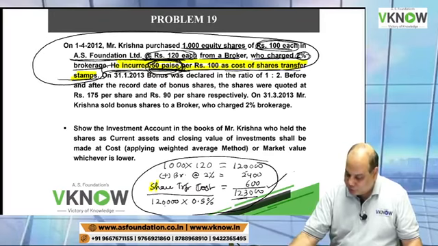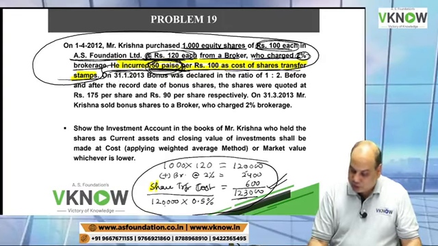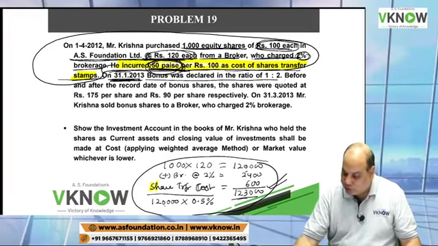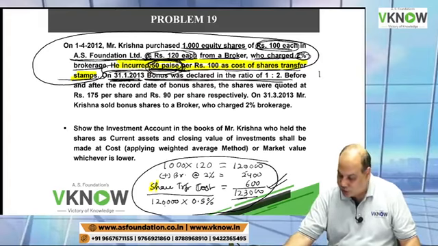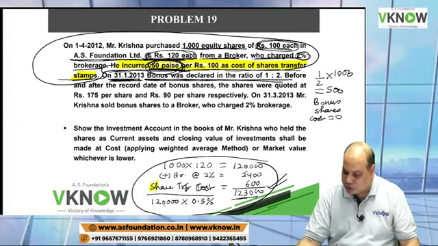So first you will have to calculate the cost of buying the shares, 1,23,000. Then on 31st January 2013, bonus was declared in the ratio of 1:2. Bonus share in the ratio of 1:2 means 500 bonus shares will be received. And all of you know the cost of bonus share is 0.